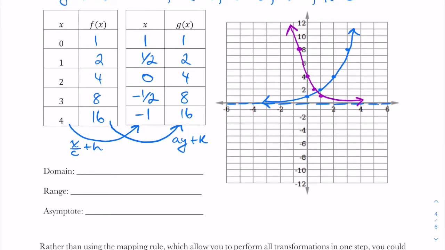The domain again is the set of real numbers. The range is the set of y values that are greater than 0. And the asymptote is the horizontal line y equals 0. Okay, and that was a couple of examples showing you how to use the mapping rule to perform transformations.